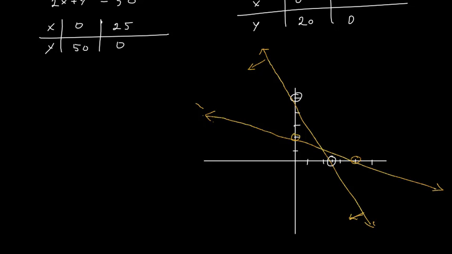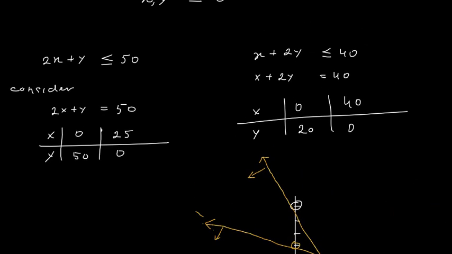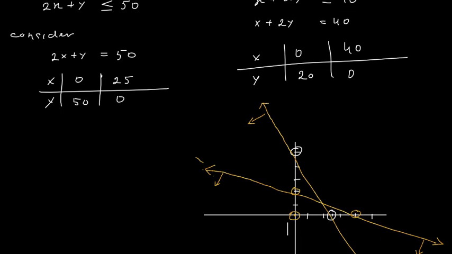Now my feasible region in the first quadrant, if you see, I have to see it on this side, because the origin is satisfying both the inequations. You can put 0, 0, you will get 0 is less than 50, and 0 is less than 40. So 0, 0, the origin, is satisfying both the inequations. That means the origin is lying in the solution. So you have to consider the side on which the origin is, for both the equations.